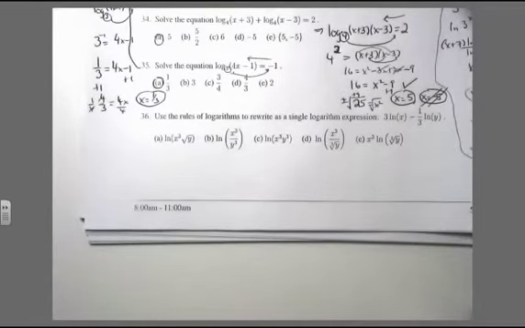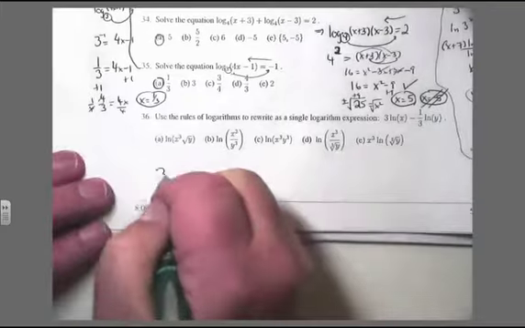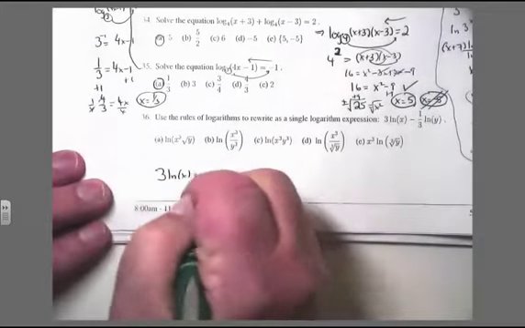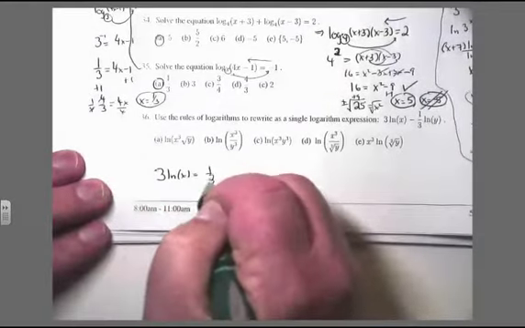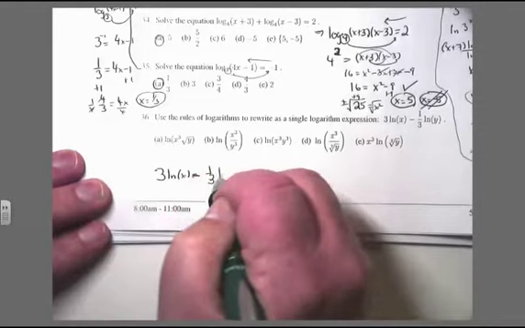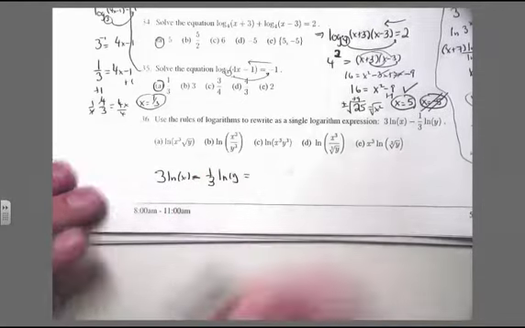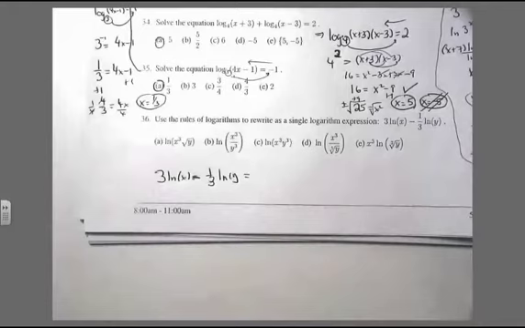All right, take a look at number 36. Use the rules of logarithms to rewrite the expression. I've got 3 times the natural log of x, minus 1/3 the natural log of y. Basically, they want to write this as a single log equation.